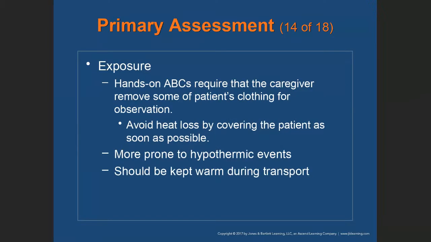Exposure. Think of it as you're now doing a rapid scan. Hands-on ABCs require that the caregiver remove some of the patient's clothing for observation. Avoid heat loss by covering the patient as soon as possible. Pediatric patients are more prone to hypothermic events and should be kept warm during transport.